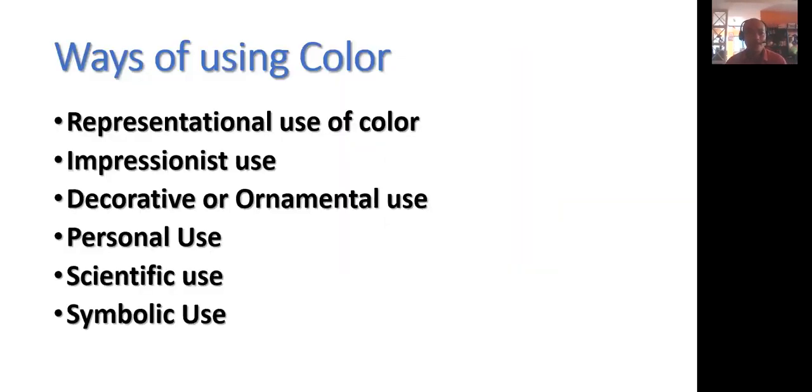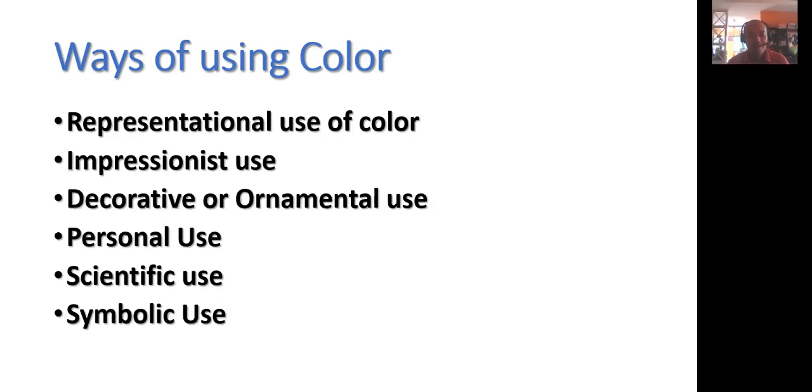Okay, moving on. So these are ways of using color. You can use color to represent something, so we call it representational use of color. Colors are also used by impressionists to portray different types of emotions. It could also be used for decorative or ornamental use. Play on combinations of colors to provide beauty, for example in fashion, or even the tiles that we have. Okay, even our floor is orange.